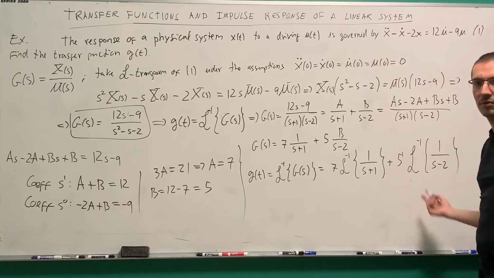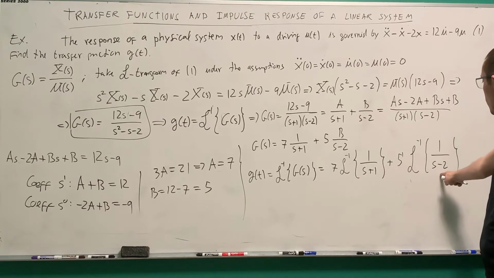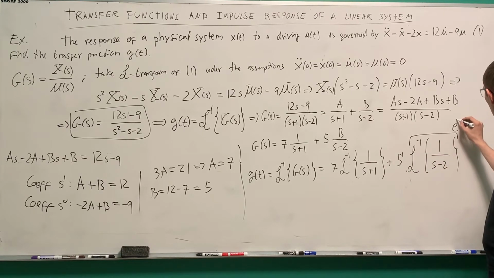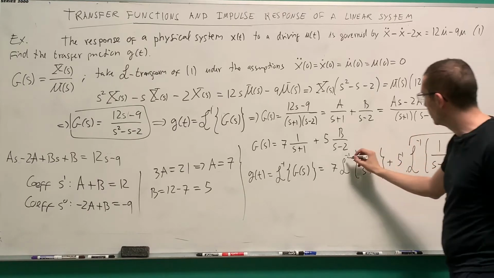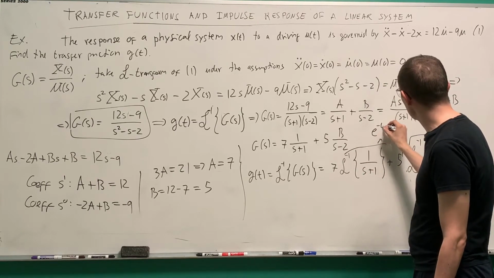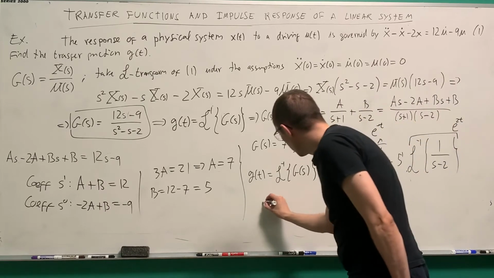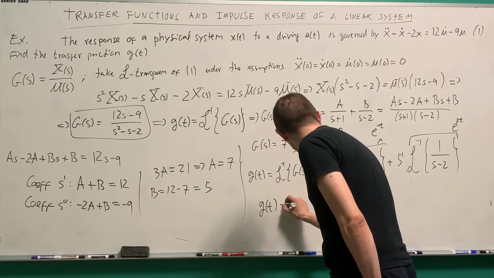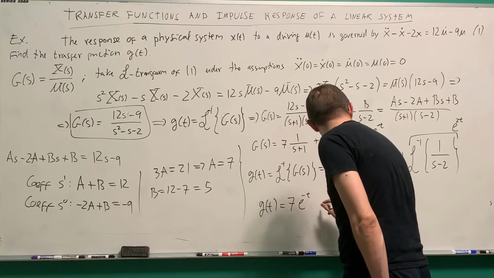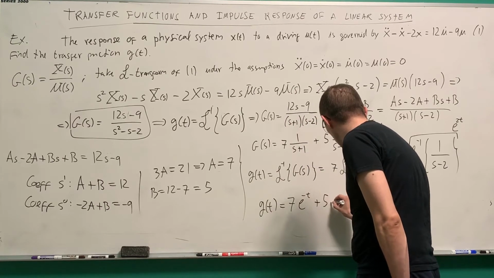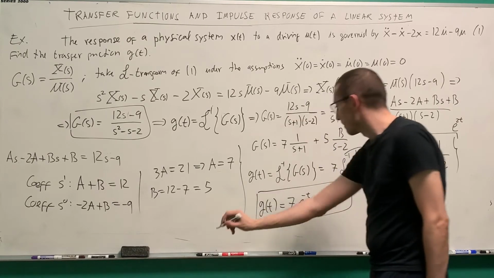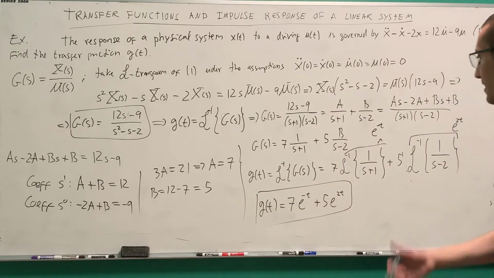Those are Laplace transforms that we know. This is an exponential, this thing right here. This is the exponential of 2t, and this one here is the exponential of minus t. So finally, the transfer function in the t domain is 7 times e to the minus t plus 5 times e to the 2t. And there we go. That's the solution to the problem. That is the transfer function.